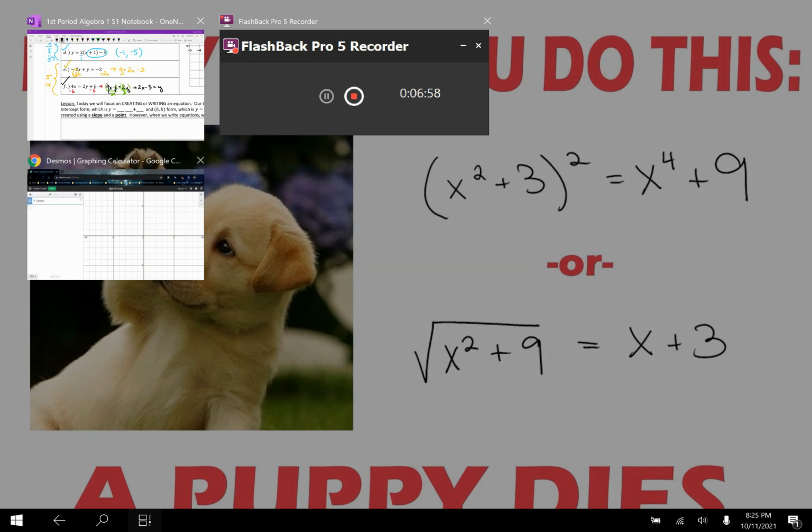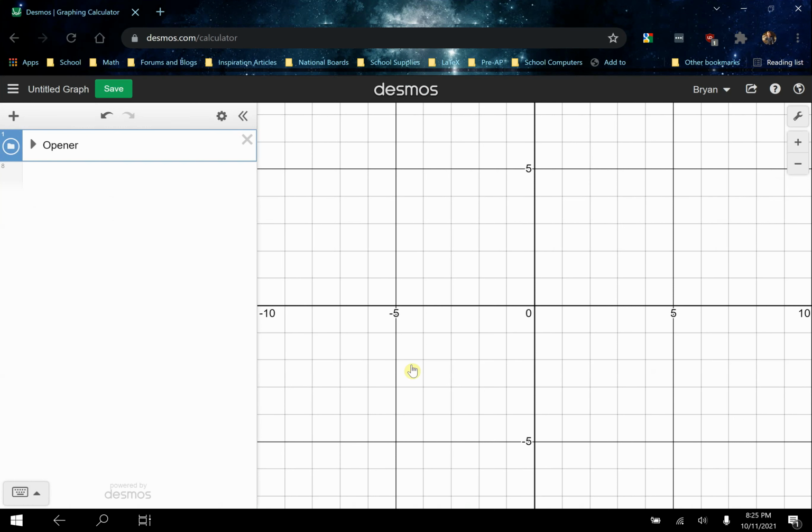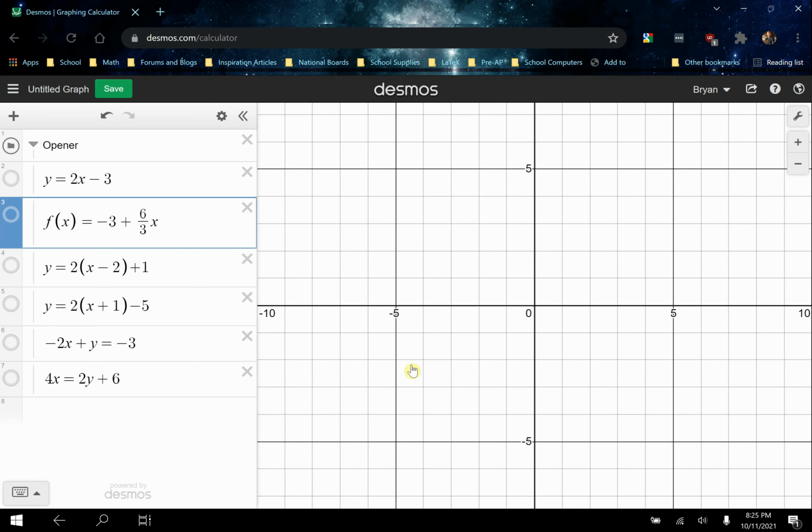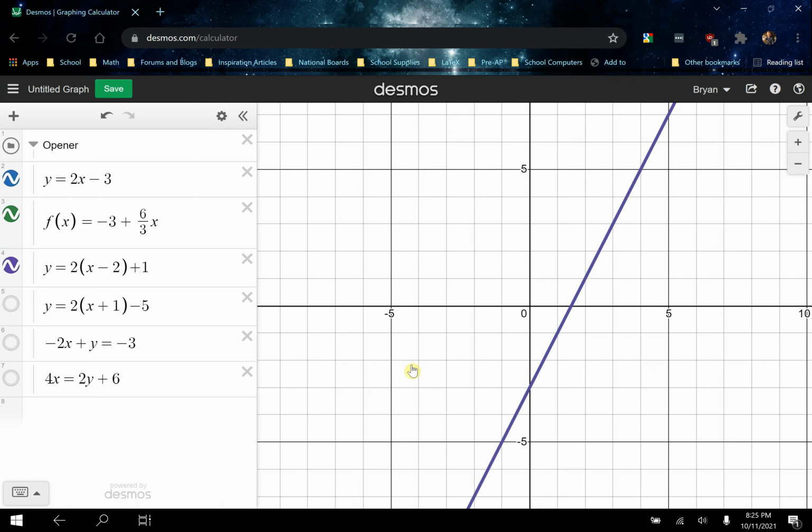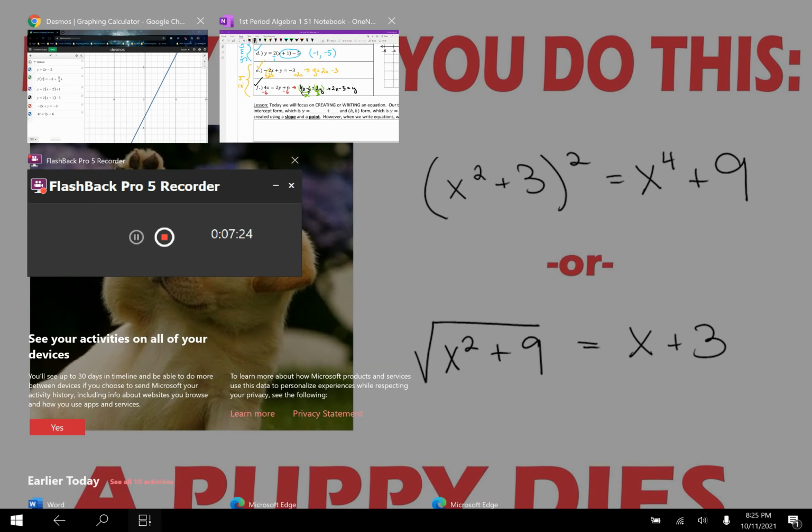If you wanted to quickly check this using Desmos, what I did is I set up all the graphs from the opener over here, and as I turn them on one at a time, you'll notice that the colors just overlap each other. There we go. And the next one, and the next, and the next. Every single one of these makes the same line. So let's jump on to our lesson for today.